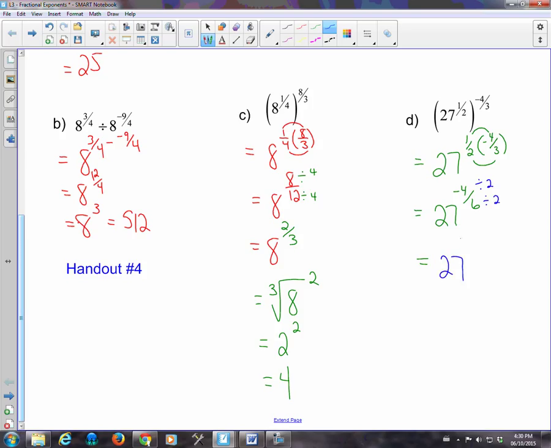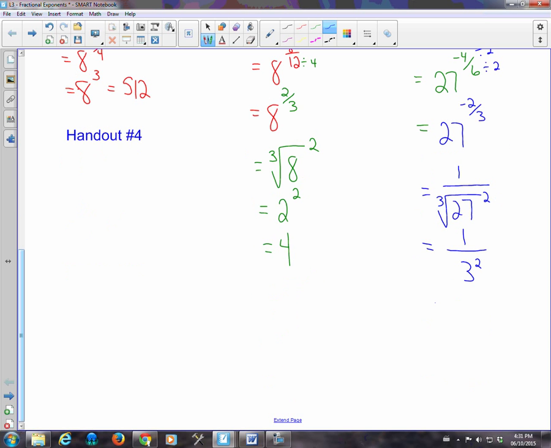So if I divide them both by 2, I have negative 2 over 3, which is another fraction exponent that's negative. That's okay. A negative exponent just means you put 1 over, keep your base, the bottom number is the root, the top number is the exponent. So I keep my fraction, the cube root of 27 is 3, and the exponent is 2. So I have 1 over 9.